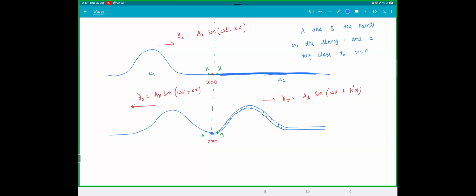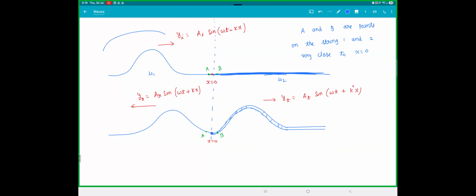Now, most people, what do they think? They think, sir, y incident should be equal to y reflected plus y transmitted. Because the logic is that the incident wave is becoming reflected plus transmitted. No, that is wrong. That is a wrong way of thinking. You should not think like, the wave will come and split into two parts. You should think like this.